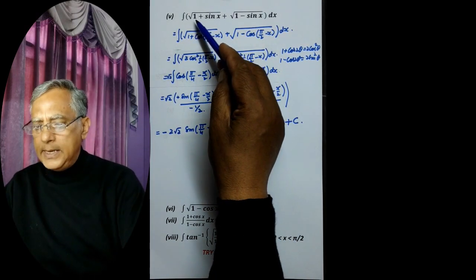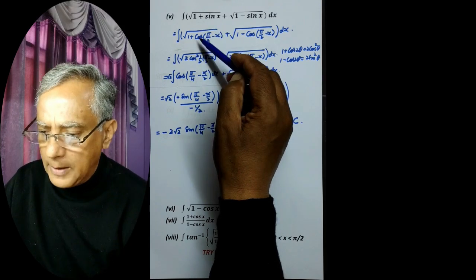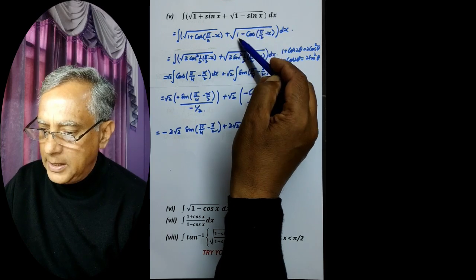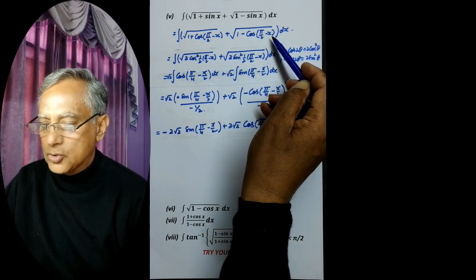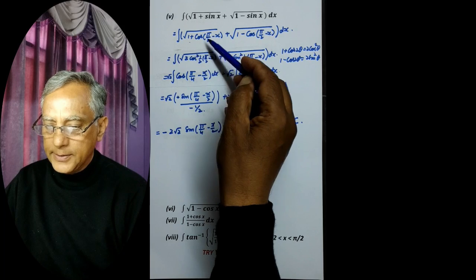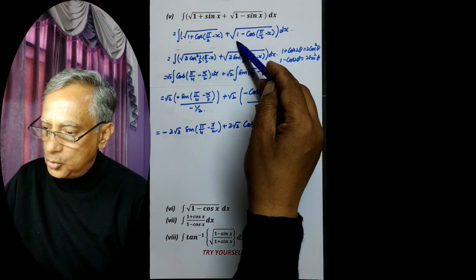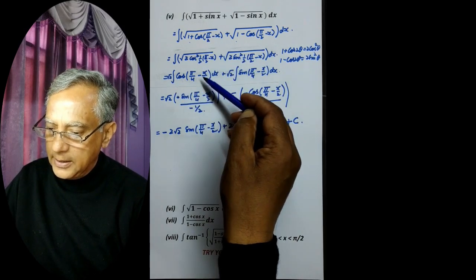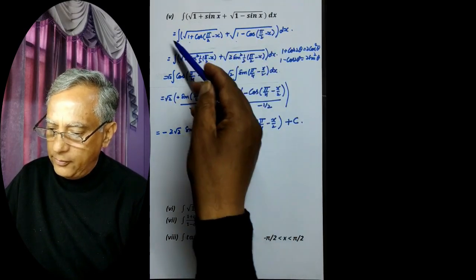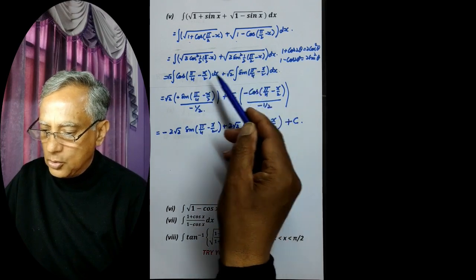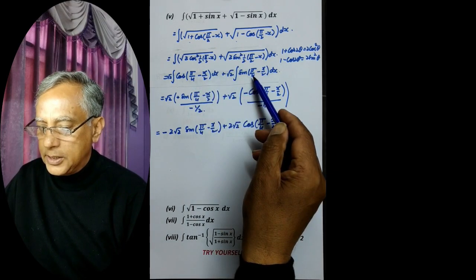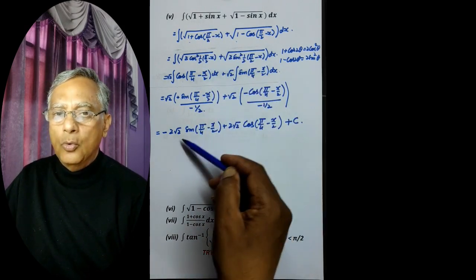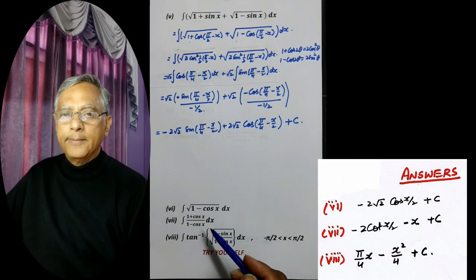So what we did is, we do not have a formula for 1 plus sin x, so we write it as 1 plus cos of pi by 2 minus x. Similarly, 1 minus sin x can be written as 1 minus cos of pi by 2 minus x. Now 1 plus cos 2 theta is 2 cos square theta, and 1 minus cos 2 theta is 2 sin square theta. Separate these two, and we have reduced this question into two integrals whose integration is known. So we have reduced this into a known form and solve it.